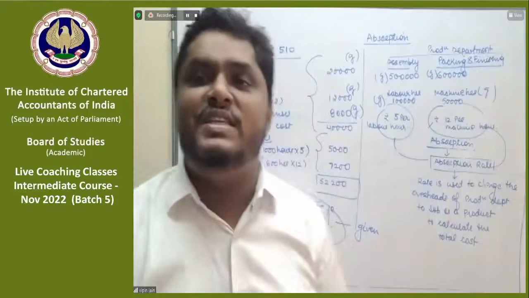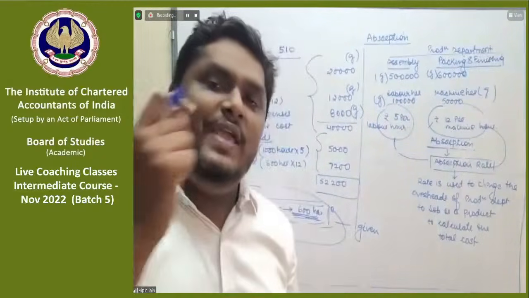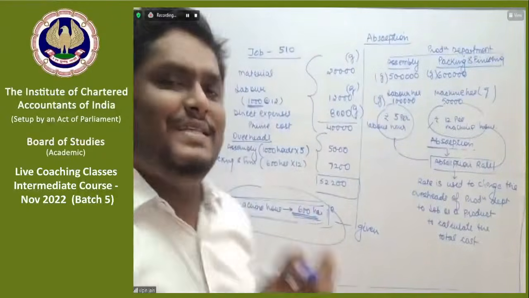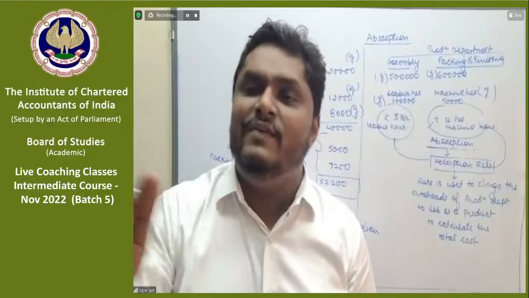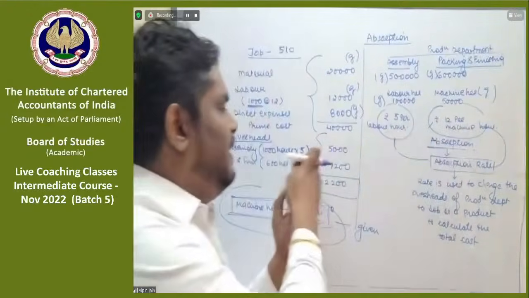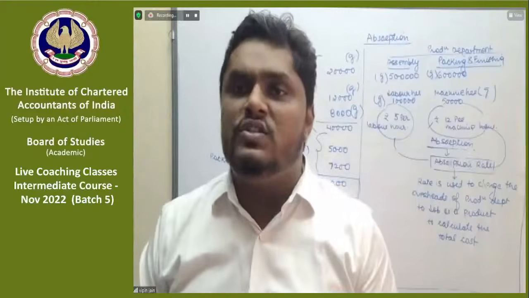All this information is given in the question. So now we have to calculate the total cost of this job. So 40,000 is the direct cost. That's what is given in the question. Now we have to charge the overheads of these two departments to calculate the total cost of the job.